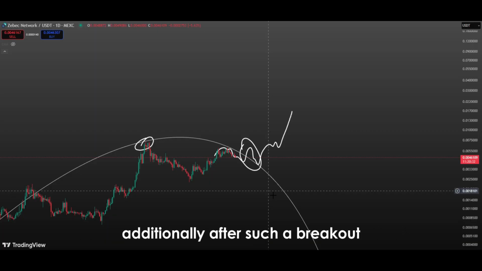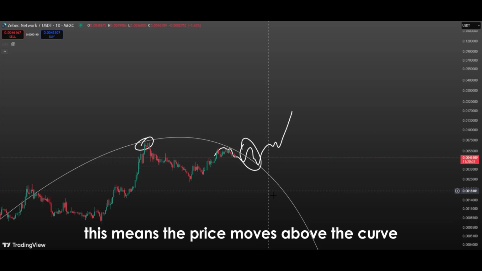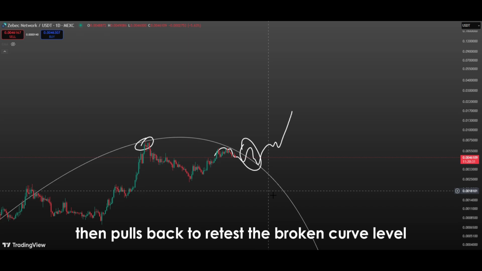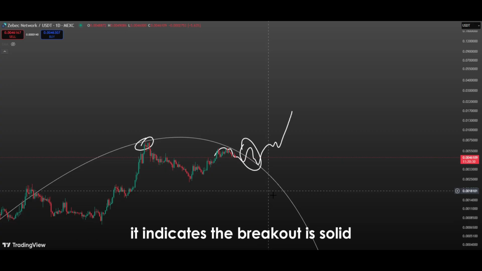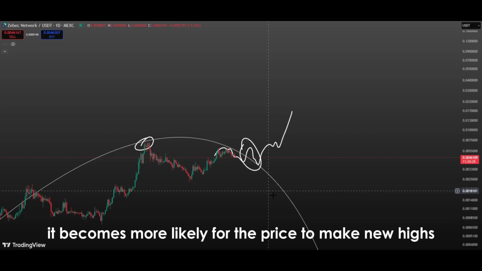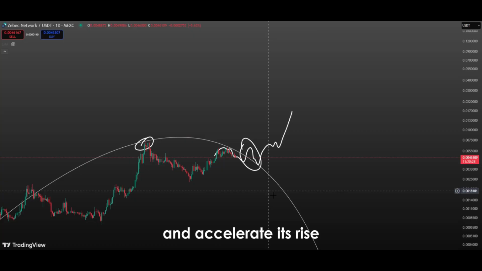Additionally, after such a breakout, there are often pullbacks. This means the price moves above the curve, rises for a while, then pulls back to retest the broken curve level. If the price turns upward again during this retest, it indicates the breakout is solid and the uptrend may continue. At this stage, it becomes more likely for the price to make new highs and accelerate its rise.